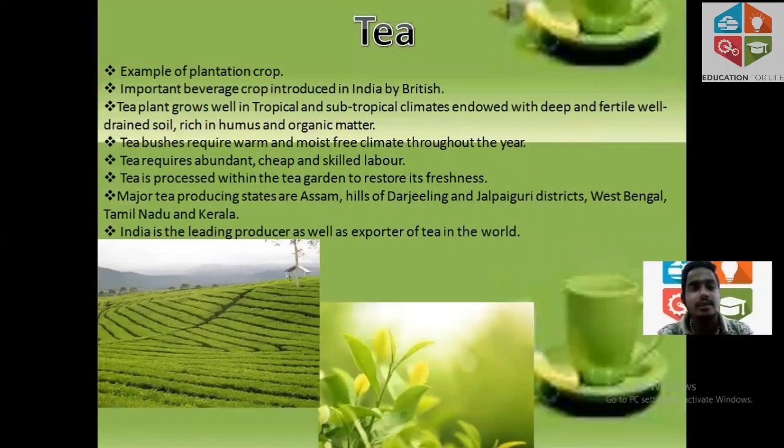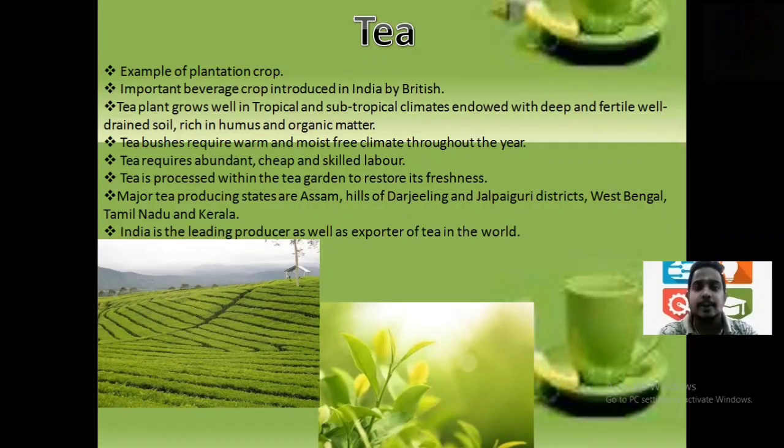Tea is considered to be a plantation crop. It is one of the major crops. Many of us have a habit of drinking tea in the morning, right? It gives some energetic feel in our body. It is one of the important beverage crops introduced into India by the British. Tea is typically a tropical crop. It also grows in the subtropical region.